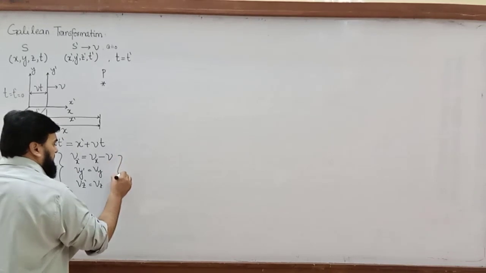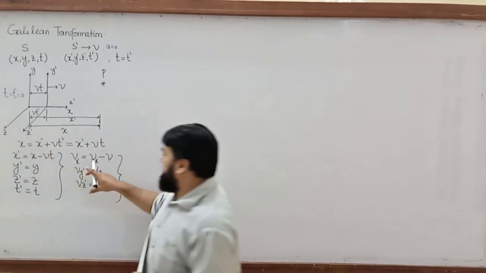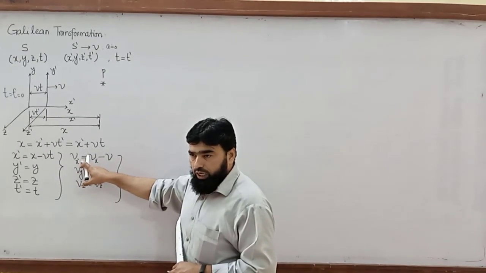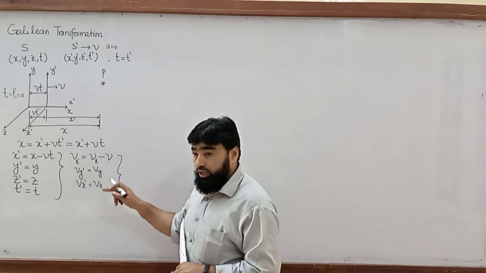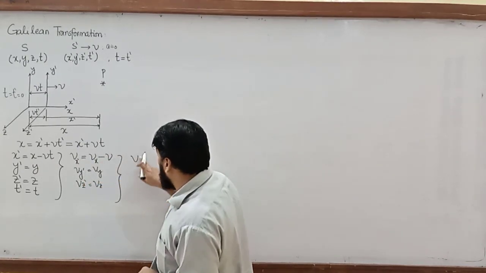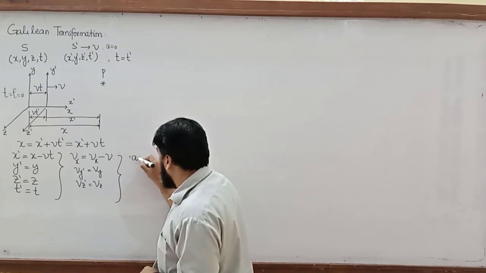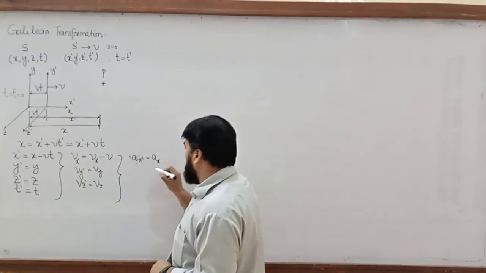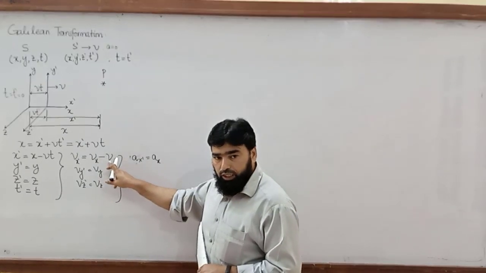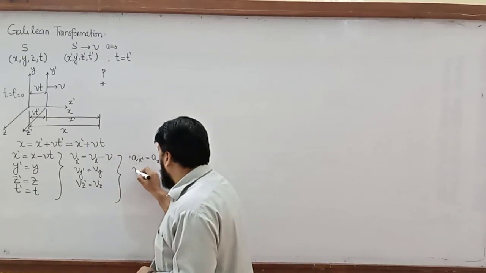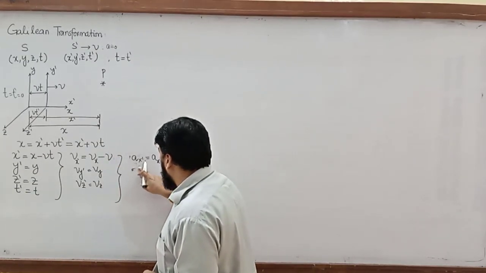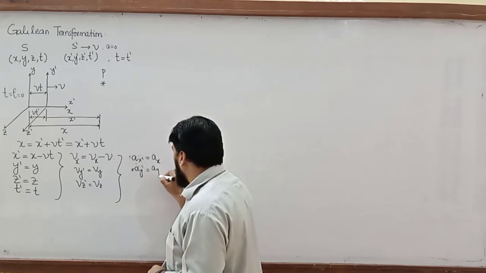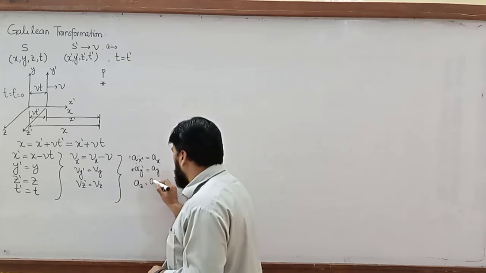And now let's take another derivative of this one. So take the time differential again. So it will give you acceleration. What will it be? It will be the acceleration ax prime is equal to ax, while minus, and this is constant in time, so this will become 0. And this will be again the other one, ay prime is equal to ay, and az prime is equal to az.